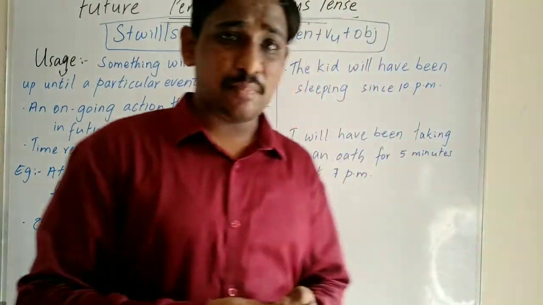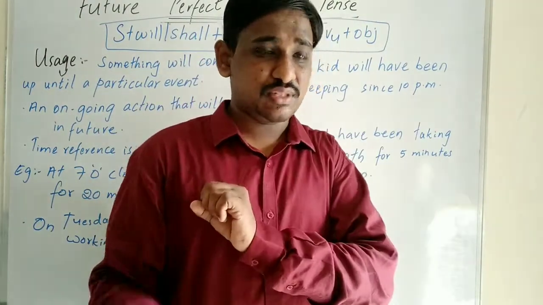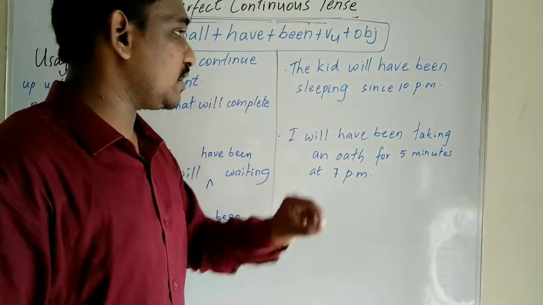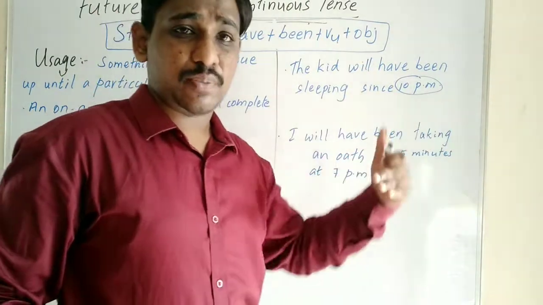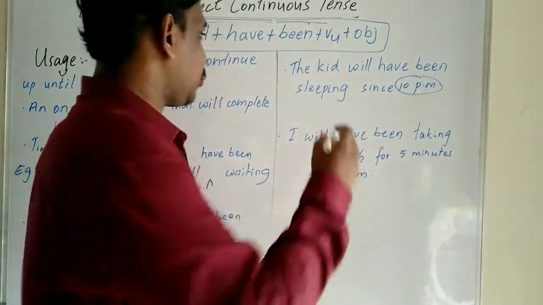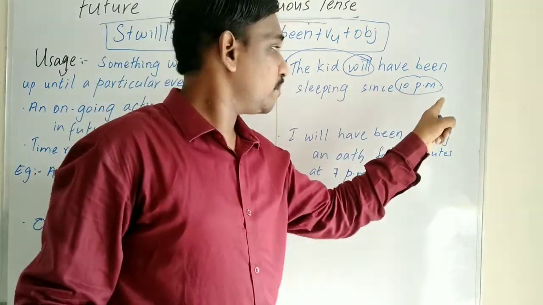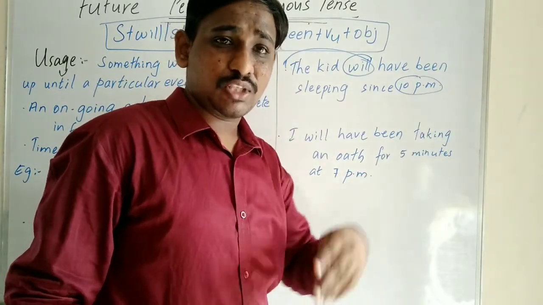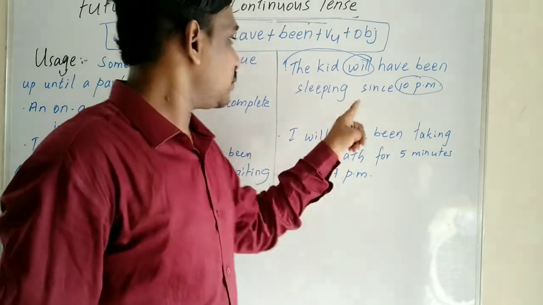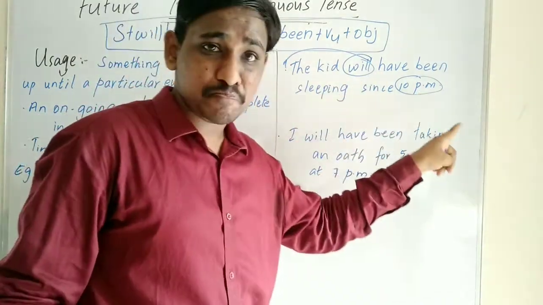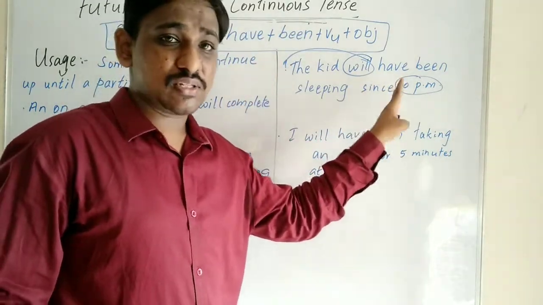So let us take some more examples, statements, and make them questions, affirmatives and negatives. Come on. The kid will have been sleeping since 10 p.m. It's not 10 p.m. yet. So what about the question? Will the kid have been sleeping since 10 p.m.? So these are not regularly used. That's why they sound a bit odd to us. Yes, the kid will have been sleeping since 10 p.m. No, the child will not have been sleeping since 10 p.m.